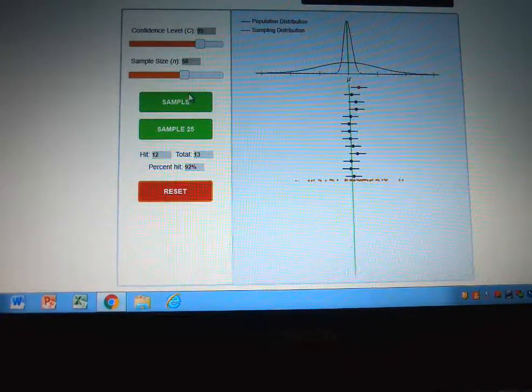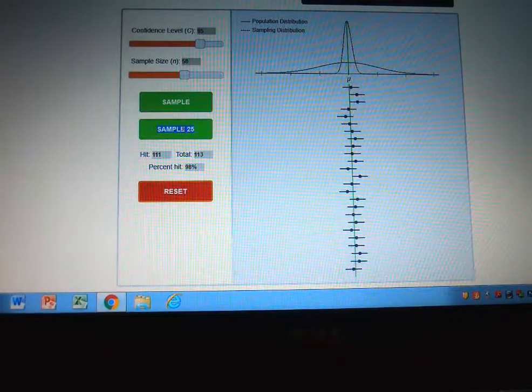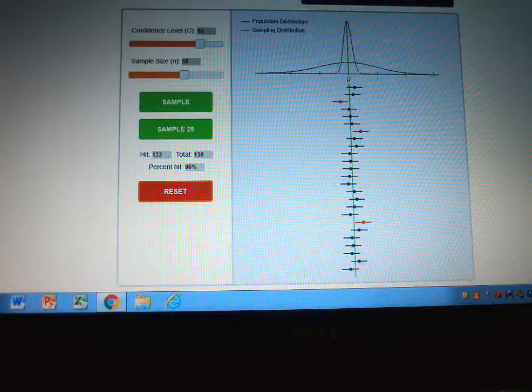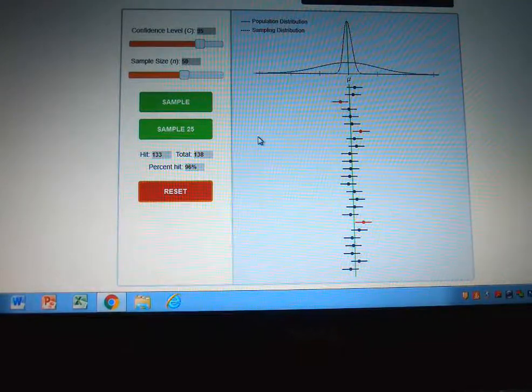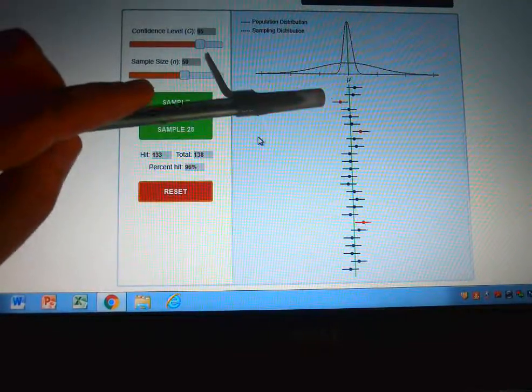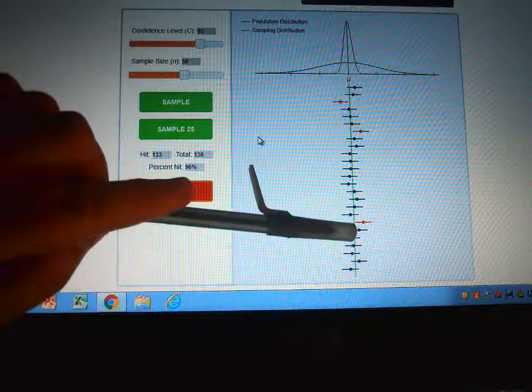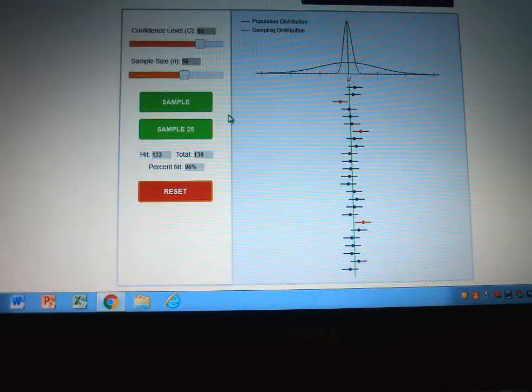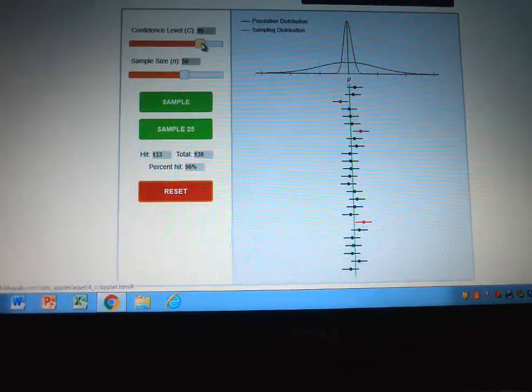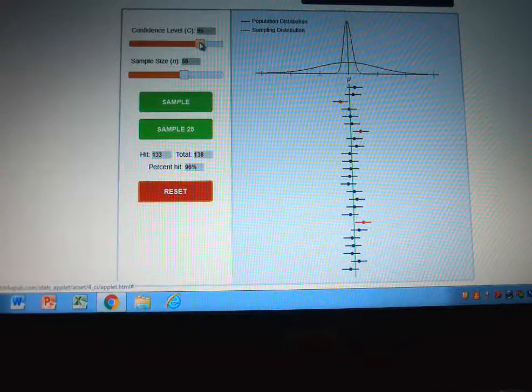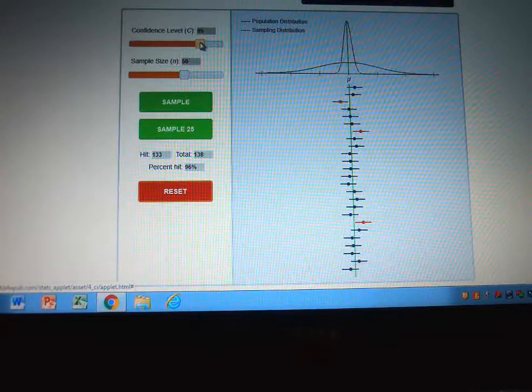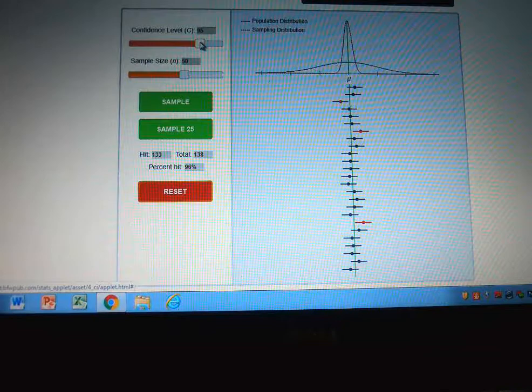Okay, so if I keep on sampling there, if I keep on doing 25, well, here's 3, and this one didn't hit. So you got one up here that missed, one here that missed, and so on, one down here. Now if I change my confidence level here, think about what will happen if I make the confidence level lower. Well, see what happens.